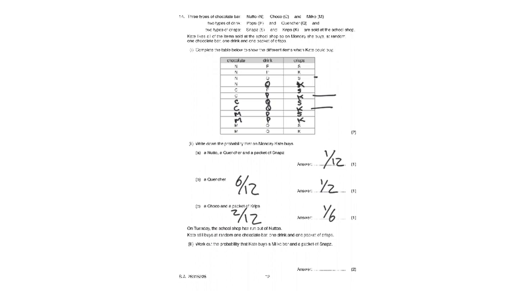On Tuesday, the school shop runs out of nuttos. Katie still buys at random 1 chocolate bar, 1 drink and 1 packet of crisps. Work out the probability Kate buys a milk bar and a packet of snaps.